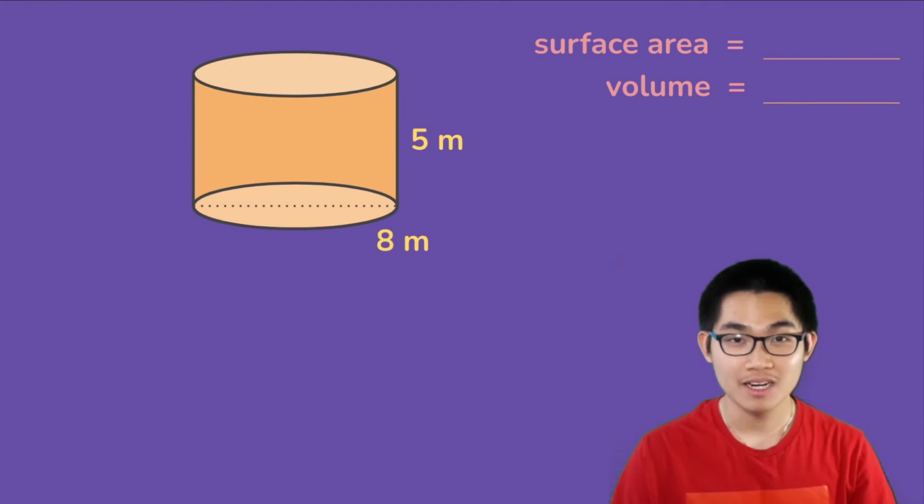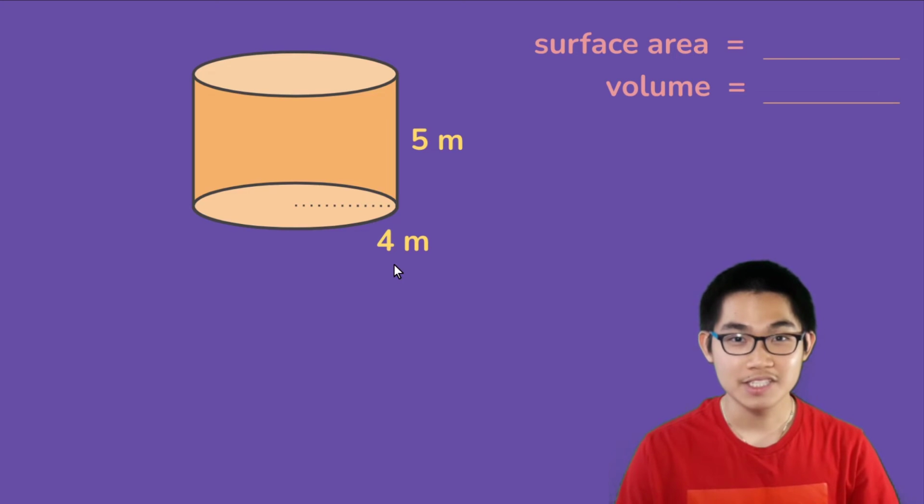Let's do one last problem for today. So here we have a cylinder, we have the diameter of 8 meters, and the height is 5 meters. What is the surface area and what is the volume? If you can calculate those two, you are welcome to try. Alright, and so first of all, we need to find the radius in order to find the surface area. But here we have a diameter. So what is the radius? Well, remember the radius is half the diameter, and so the radius is 4 meters.